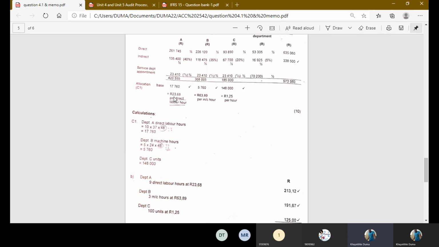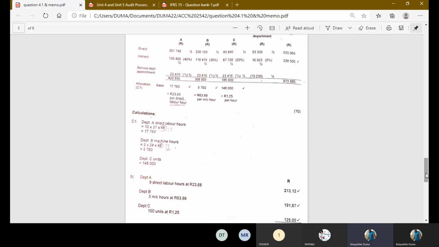But if it's per material, specifically material or floor area, that's why you have to multiply the amount that you get by 100 to get the percentage. But if you are working with hours and units, it will be per unit. So as for C, you're supposed to use the number of units, but here they wrote per hour. It means that there's a mistake. It was supposed to be 1.25 per unit, but they wrote per hour. That's another mistake in the memo. So let's not mind it.